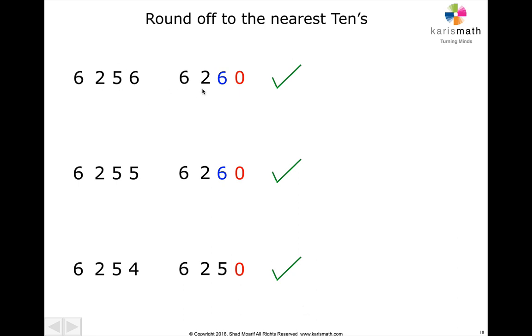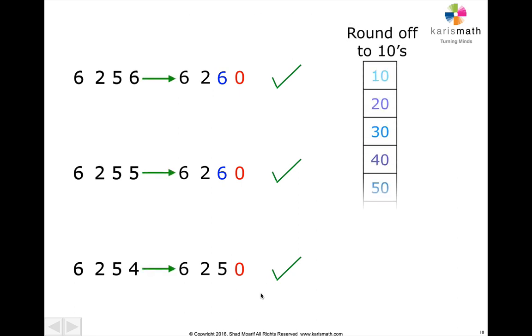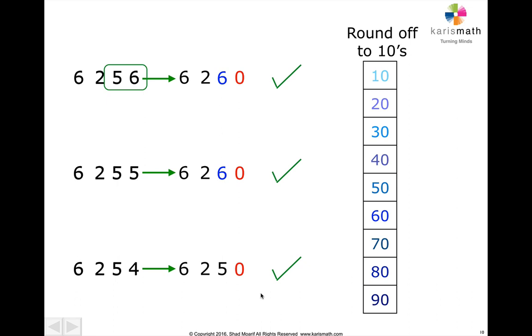6,256 turns into 6,260. 55 turns into 60, but 54 remains 50. And you know why. And you've done all the matching exercises before, and you've done this yourself.